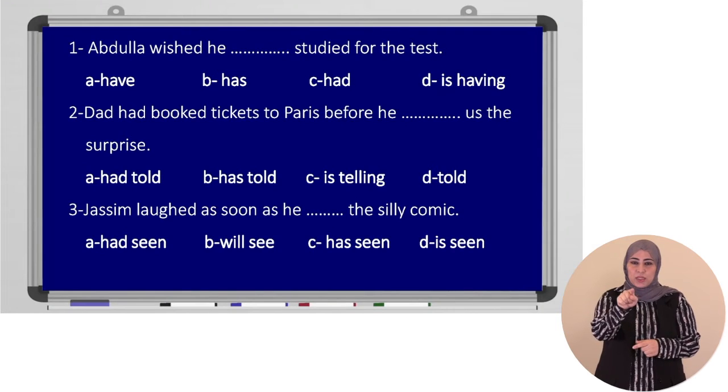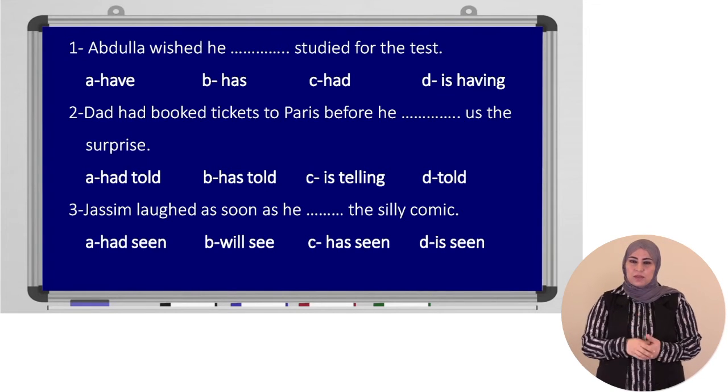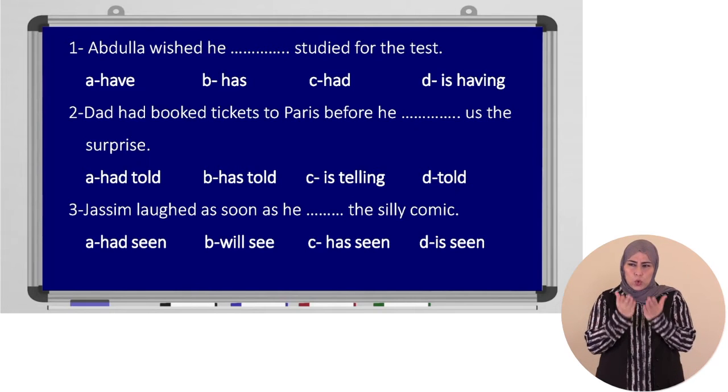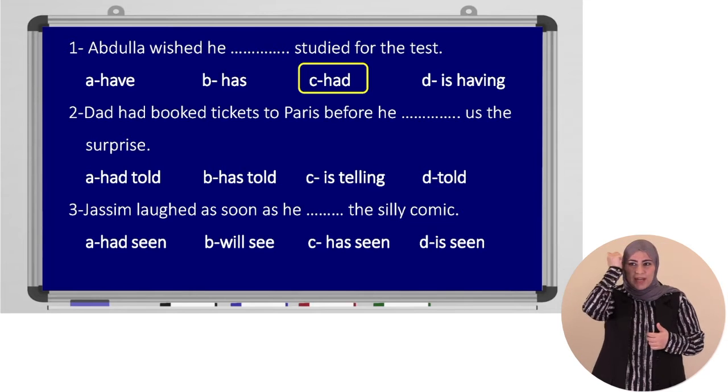Here you have a set of questions for you. Take some time to read them, guess the answers, and then check with me. Let's look at them together. Abdullah wished he, what? Studied for the test. Remember, we talked about wished. When we have wished, what is it followed by? He had studied. Excellent.